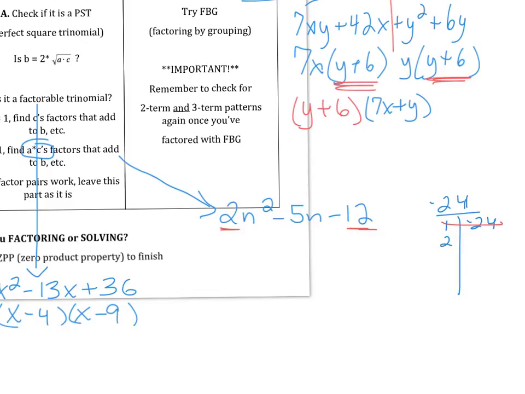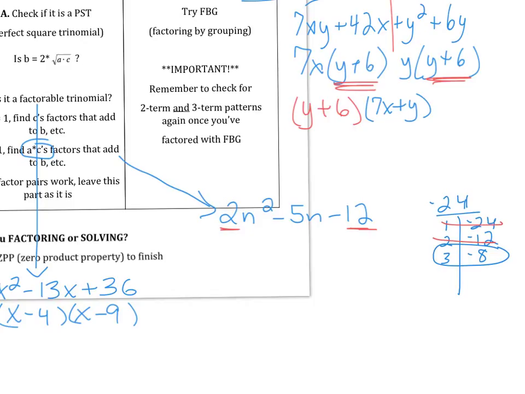If we use a 2, we need to use a negative 12 to get the negative 24 product. The sum there is negative 10. Nope, not what we need yet. Let's keep going. If we use 3 and we use negative 8, I hope you can see that that is the pair of factors that we need.